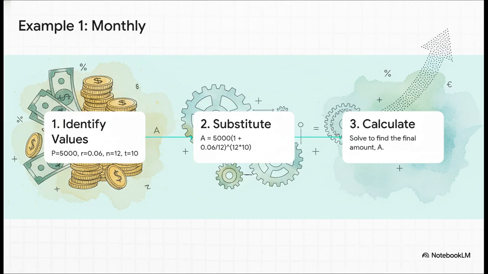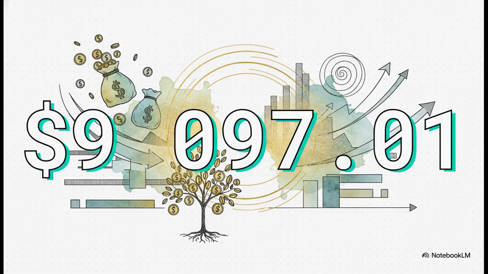First thing we do is identify our variables. So P is 5,000, R is 0.06, remember the decimal, N is 12 for monthly, and T is 10. Now, all we have to do is just plug them into the formula. And what do we get? Over $9,000. Just think about that for a second. Your money has almost doubled. More than $4,000 of that total is pure interest you earned by basically doing nothing. That, right there, is the power of compounding.